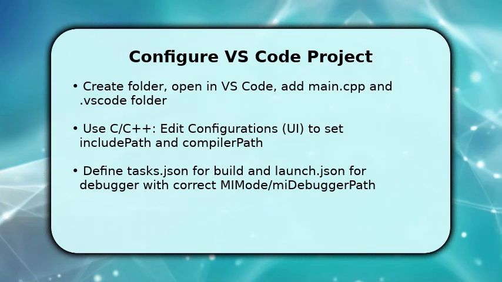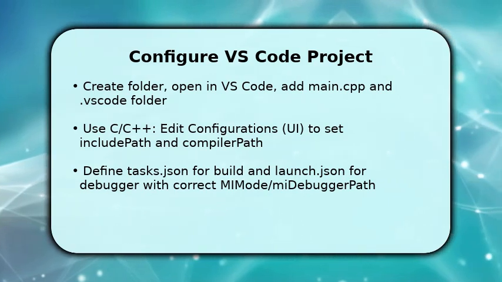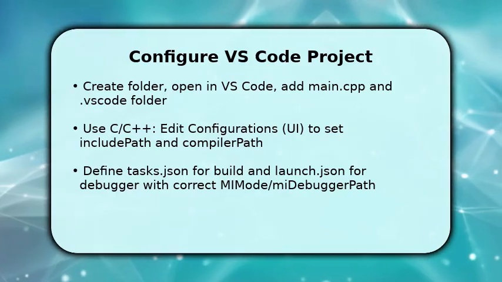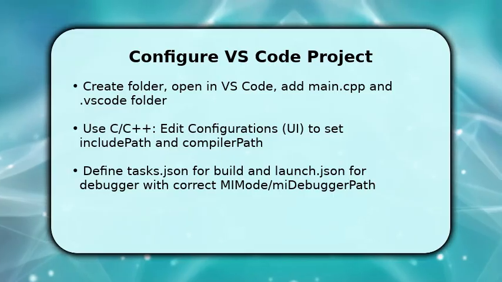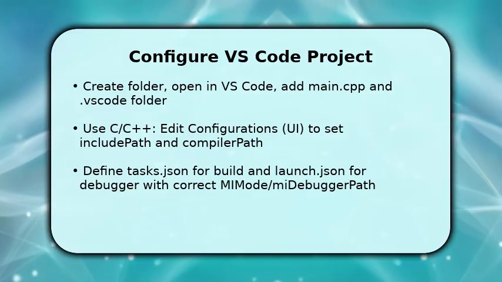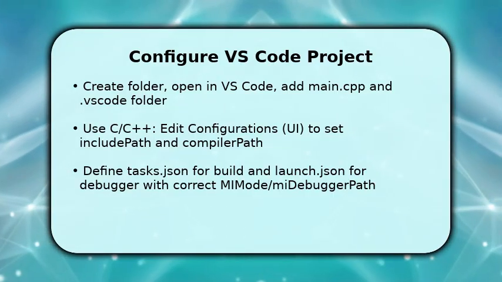Then create a launch.json referring to the compiled executable and choose the correct debugger mode and path. Make sure source-level breakpoints resolve by matching paths between build output and launch settings.